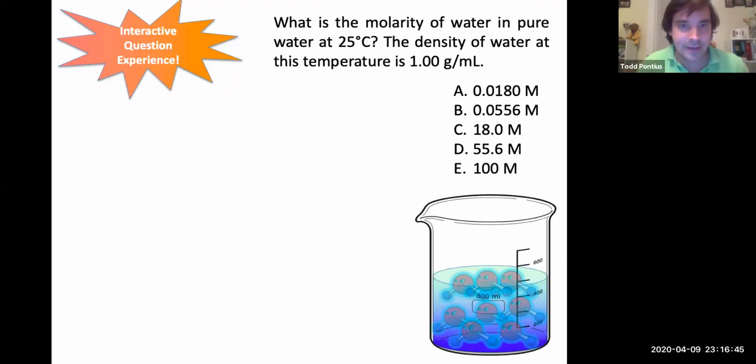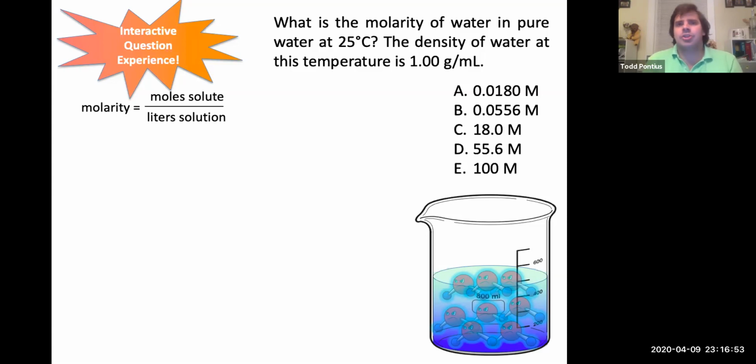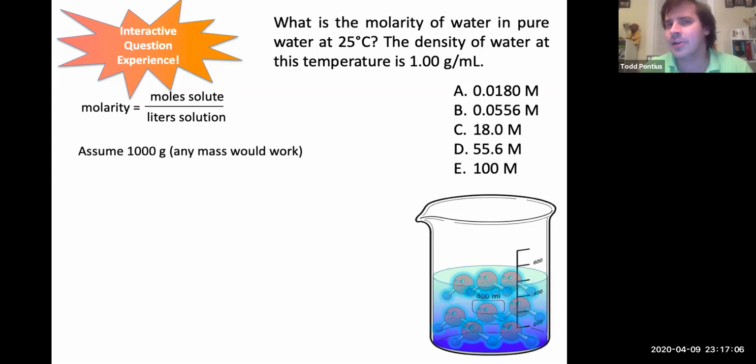All right, let's see. So remember, molarity is equal to moles of solute over liters of solution. And we're given the density here. It doesn't matter how much of this water we're looking at, because the concentration of water, if we're looking at a glass of water versus a pool of water, is going to be the same. So I'm arbitrarily going to assume 1,000 grams. Any mass would work here, but 1,000 grams is going to be easiest.